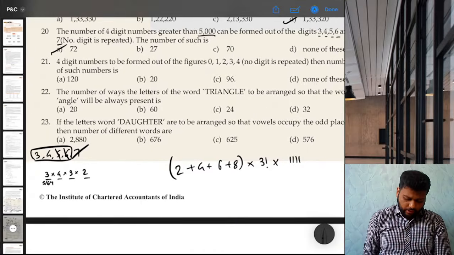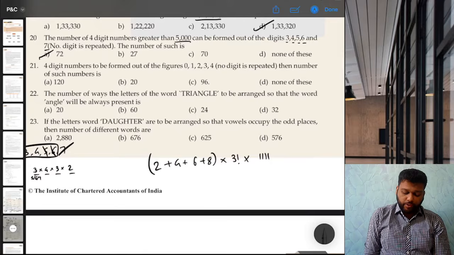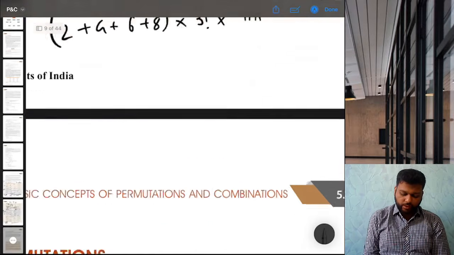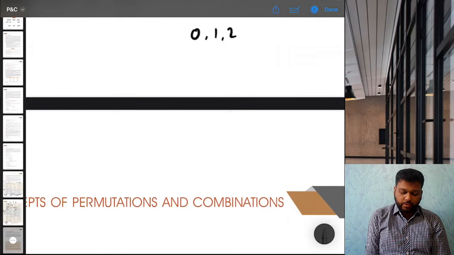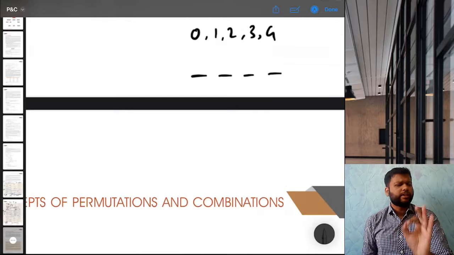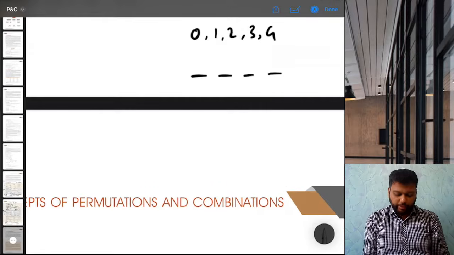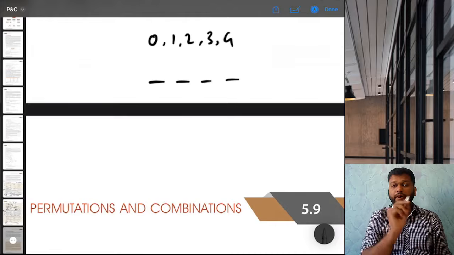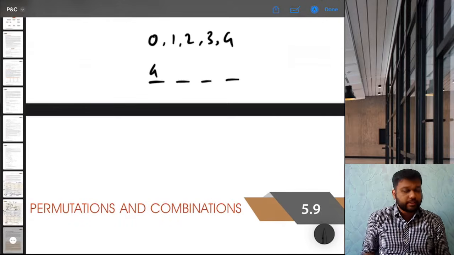21. A 4-digit number is to be formed out of 0, 1, 2, 3, 4. The number of such numbers is. Okay, let's solve. 0, 1, 2, 3, 4. We want a 4-digit number. Similar concept. You cannot have 0 in the beginning, right? Because if you have 0, then that is not a 4-digit number. So you can have 1, 2, 3 or 4. So there are 4 ways.